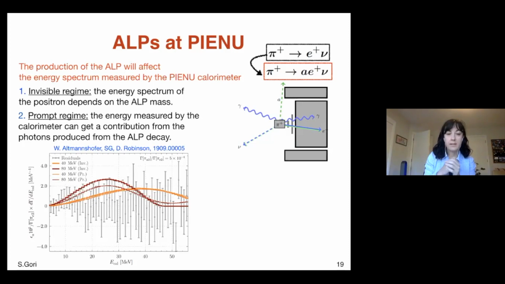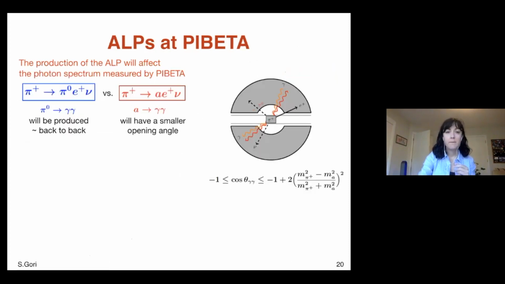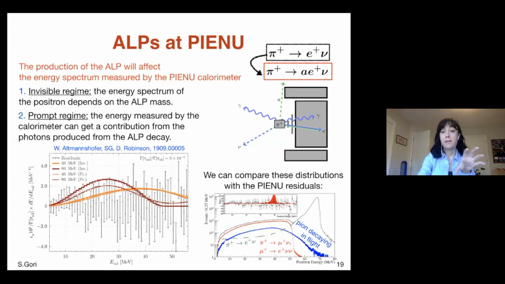Actually, you see in this plot I'm reporting the data. These are residuals that PIENU is giving us. If you do so, as we'll see in a couple of slides, you can extract a bound. So this is what you can do to reinterpret the PIENU analysis for the standard model pi plus to e plus neutrino decay.